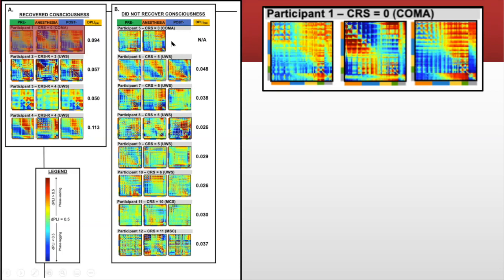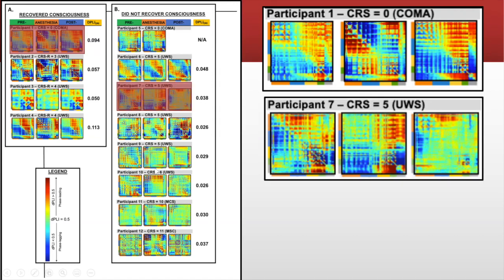And you'll notice that across all individuals who recovered consciousness, while some of the patterns are a little bit pathological, all of them demonstrate a feedback dominant frontal parietal connectivity that is either reversed or neutralized during anesthesia and then returns post anesthesia. Within the eight individuals who did not recover consciousness, we see a variety of patterns. I'm going to highlight two that I find very interesting.